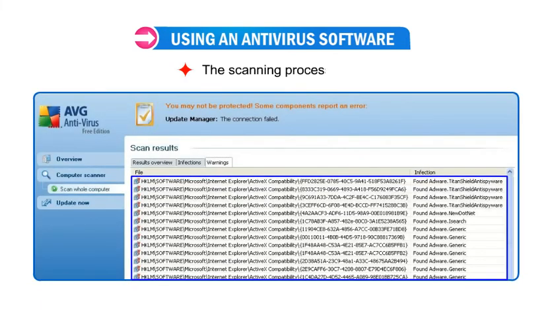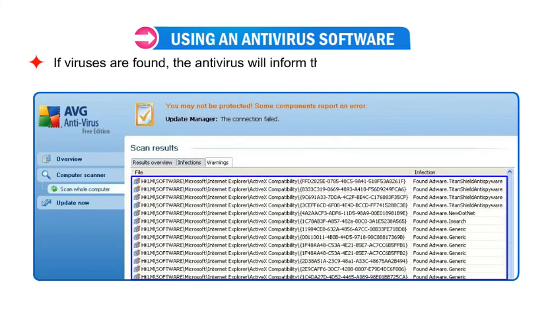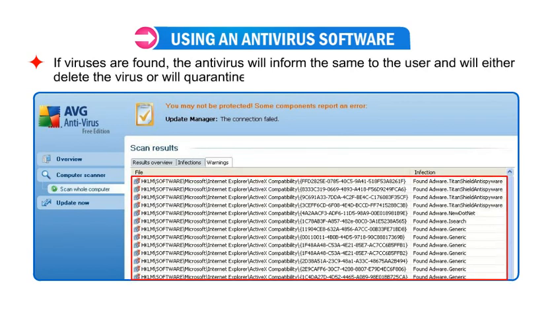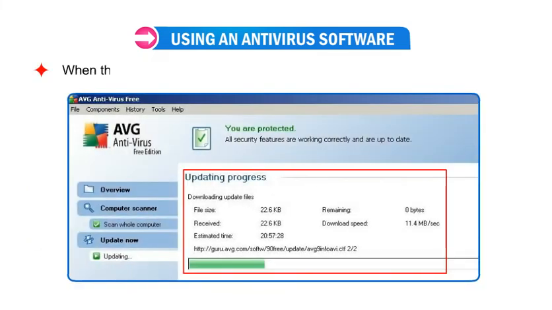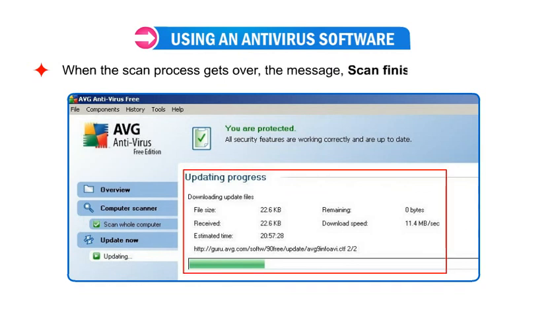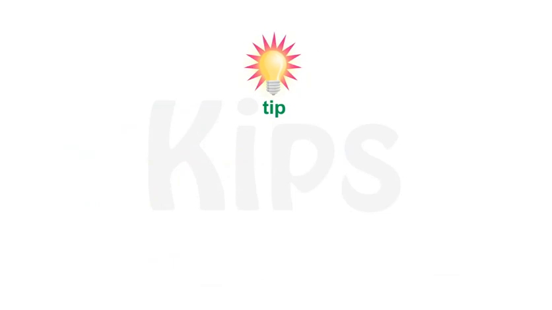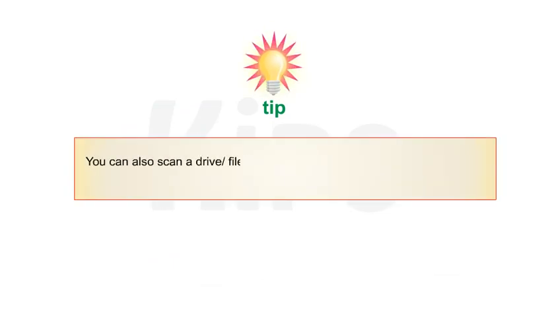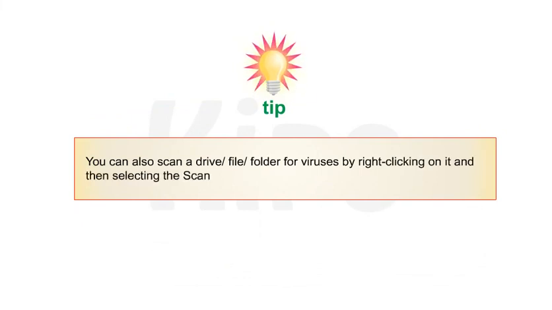The scanning process starts. If viruses are found, the antivirus will inform the user and will either delete the virus or quarantine it, isolating it so that it cannot affect the system. When the scan process gets over, the message Scan Finished is displayed. Now, let me give you a tip. You can also scan a drive, file, or folder for viruses by right-clicking on it and then selecting the Scan with AVG option.